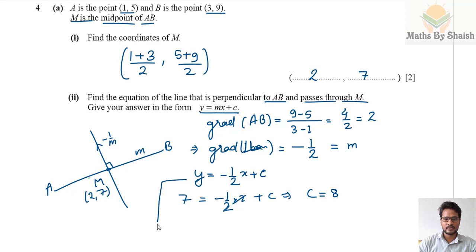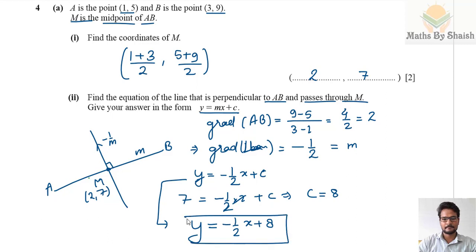And finally, once we have all the unknowns, the equation of the perpendicular line to AB passing through M is y equals minus 1 by 2 x plus 8. And that's the equation in this form.